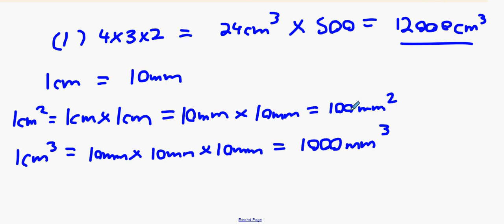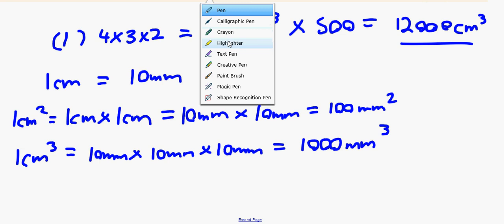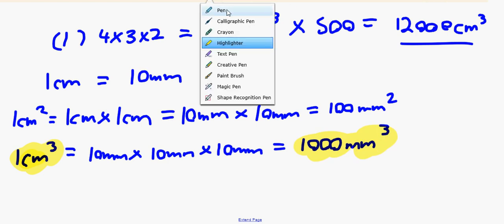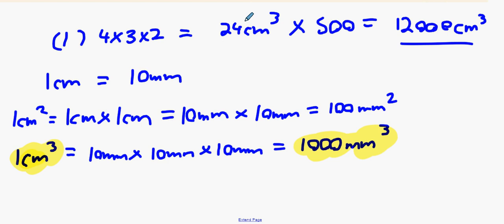I want to change 12,000 centimeters cubed into millimeters cubed. What do I do? If 1 centimeter cubed is 1,000 millimeters cubed, what do you think 12,000 centimeters cubed is going to be? Bigger or smaller? It's going to be a big number, isn't it? So, let's multiply 12,000 by 1,000. What do you get? How many zeros are we looking at there? 6 or 7? Let's find out.